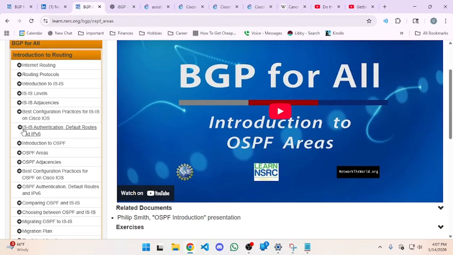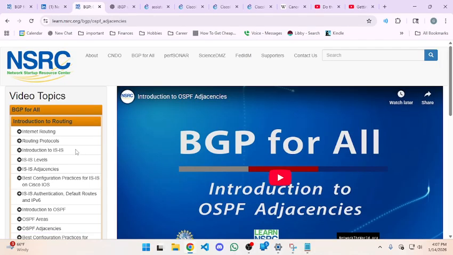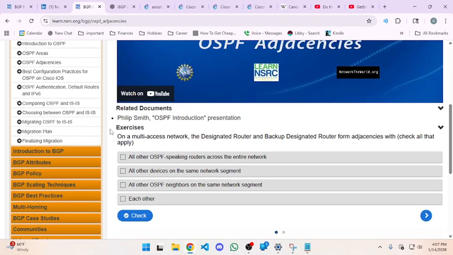All right, so that was introduction to OSPF areas. Next is adjacencies. On a multi-access network, the designated router and backup designated router form adjacencies with, check all that apply: all other OSPF speaking routers across the entire network. The designated router and backup router form adjacencies.